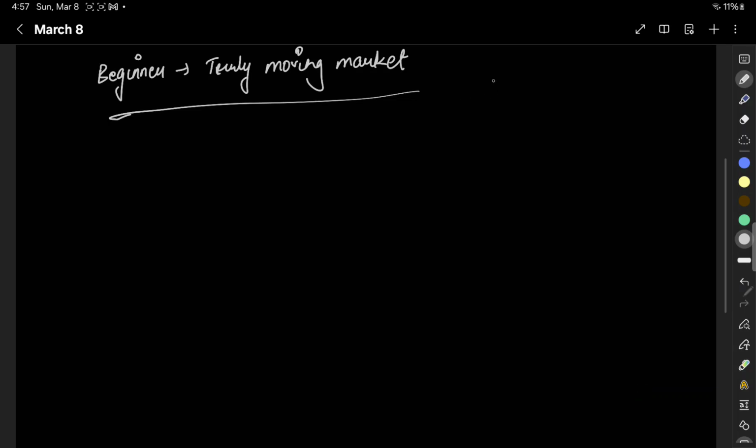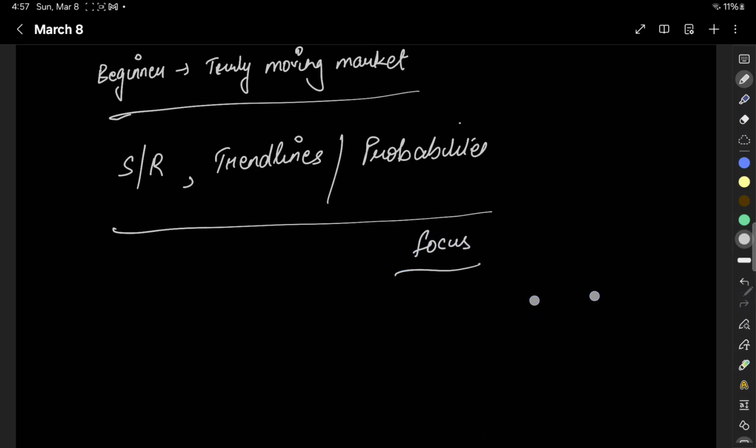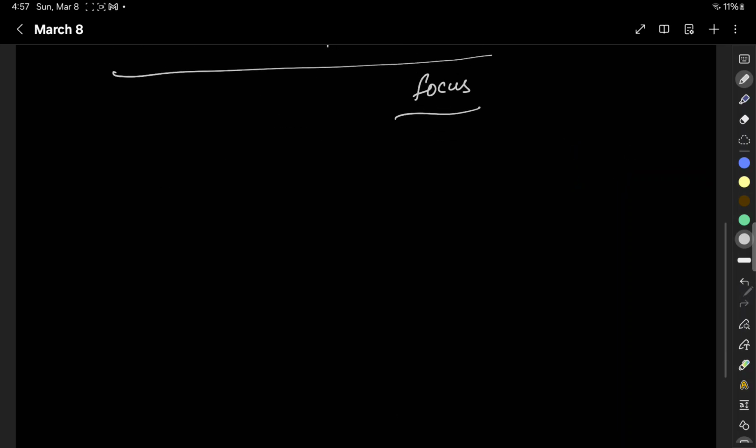So instead of focusing on all these concepts, what you should focus on is the basics of the market, which are support and resistance, trend lines, and probabilities. From a technical perspective, these are the only things you should focus on and not anything else. And considering your mindset, the next things you need to focus on are execution, risk management, and your mindset.